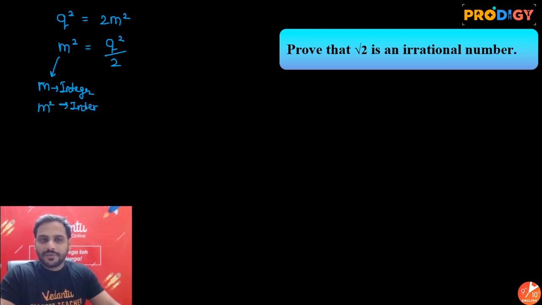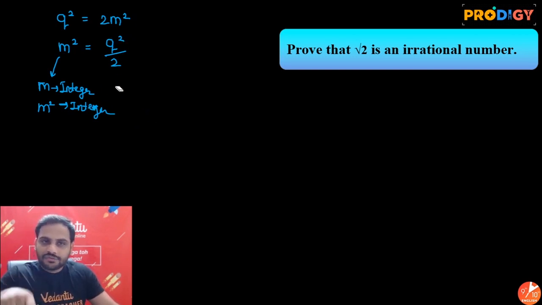This you don't need to write in your notebook or in your solution. No need to write all this. I'm just doing this to make you understand. Directly what you will do, you got to know m is an integer, so m square is also an integer. If m square, which is LHS, is an integer, RHS also must be an integer.